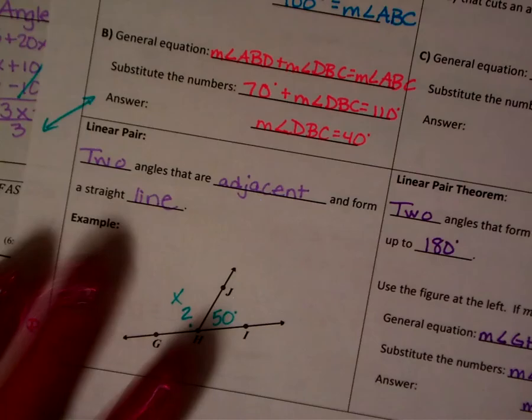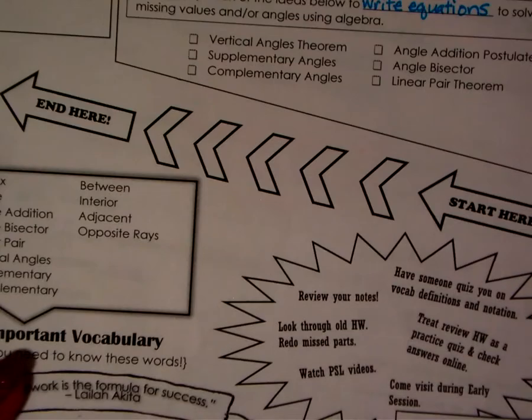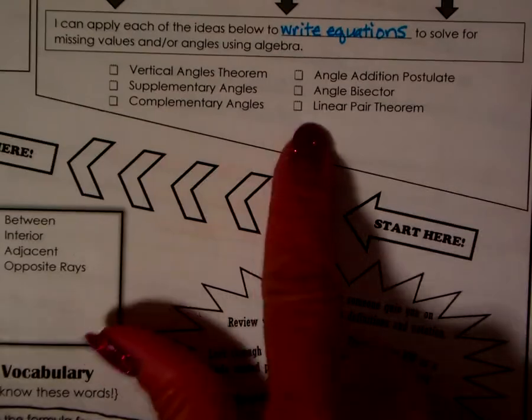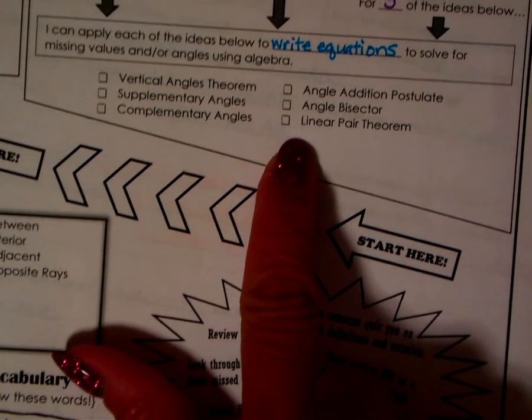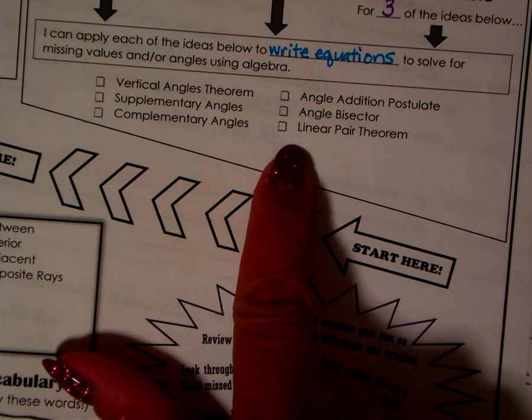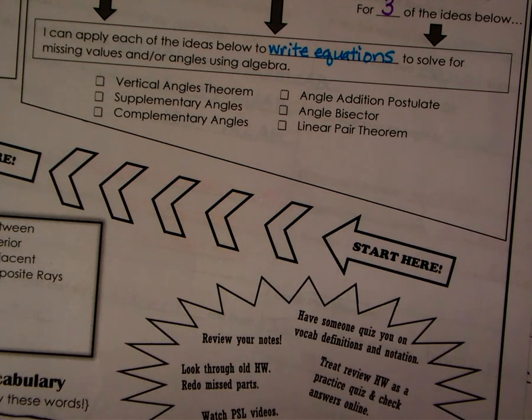So that, my dear friends, takes care of 3 of our 6 ideas that you will need to be able to apply to write equations to solve for missing values and or angles using algebra. You should now be able to completely finish your homework 6 assignment.